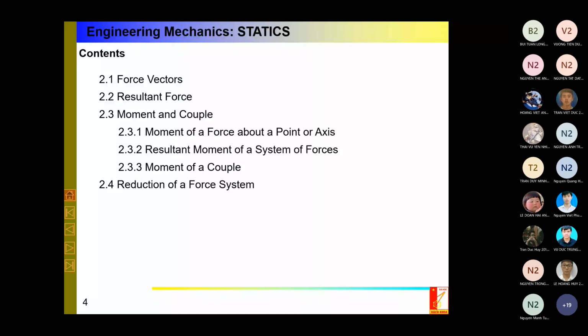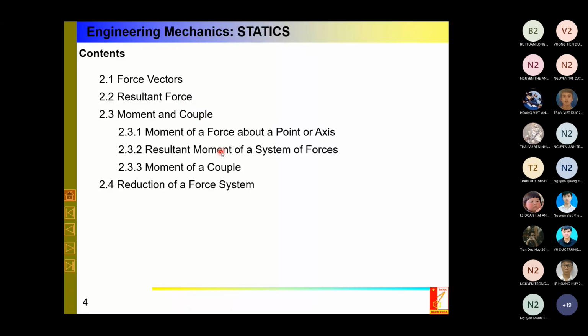Today we start, as last time, with what we have already defined: the force vector, and we have already calculated the resultant force. And today we will calculate the second characteristic, a very important characteristic of a force system: the resultant moment. For one force system, there are two very important things. The first one is the resultant force. The second one is the resultant moment.